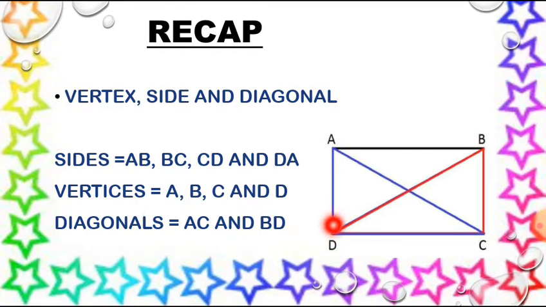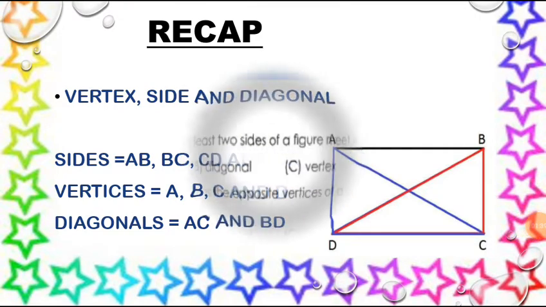Yes, the diagonals means the line segment which is joining the opposite vertices. So, here AC is a diagonal and BD is another diagonal. Got it, children? So, this is about sides, vertices and diagonals.